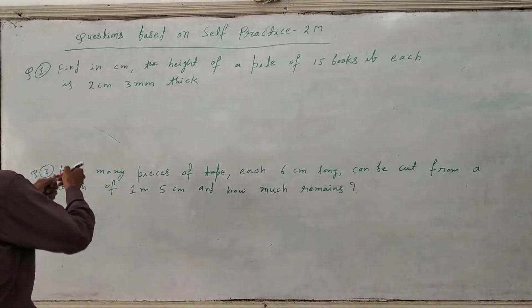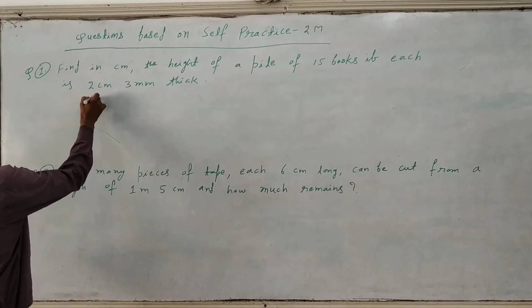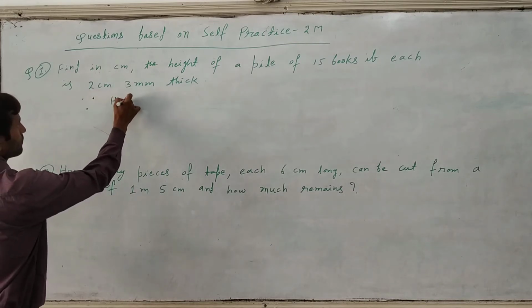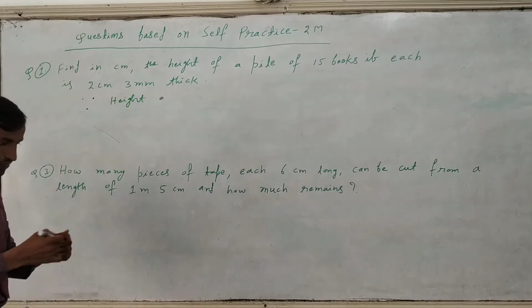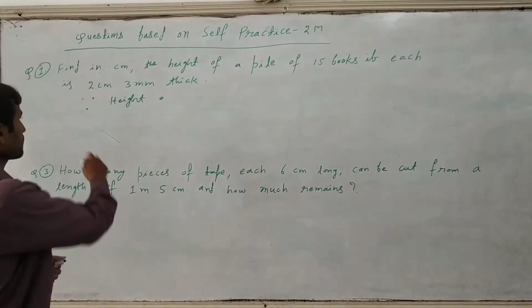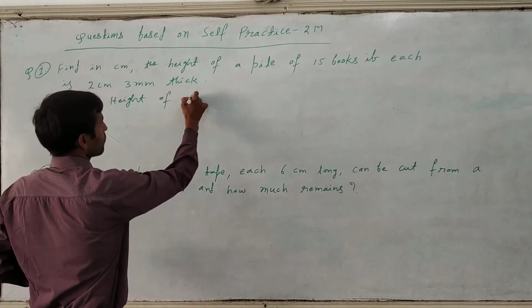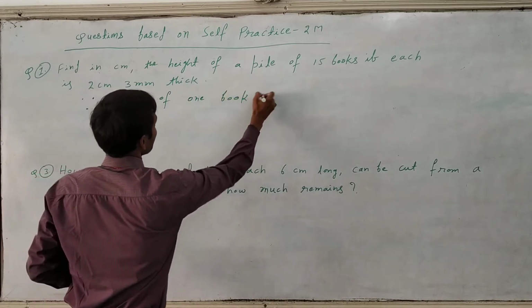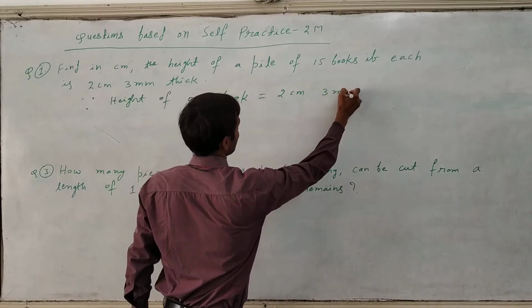So write down the statement also. You can write like this: height of one book is equal to 2 centimeter 3 millimeter.